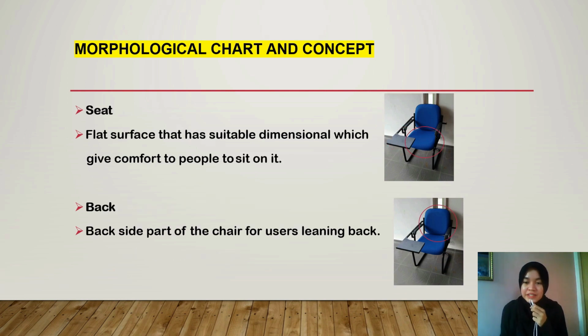Next, the morphological chart for the seat. It is a flat surface that has suitable dimensions which give comfort to people sitting on it. The chair provides space for students to place their bag for proper sitting and comfort. After that, the morphological concept for the back part. It is the backside part of the chair for the user to lean back. The seating space should not be too close or too far from the person who sits on the chair.